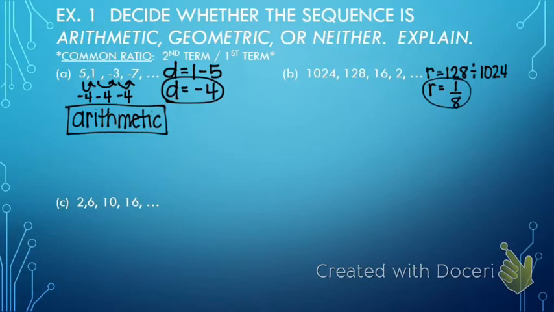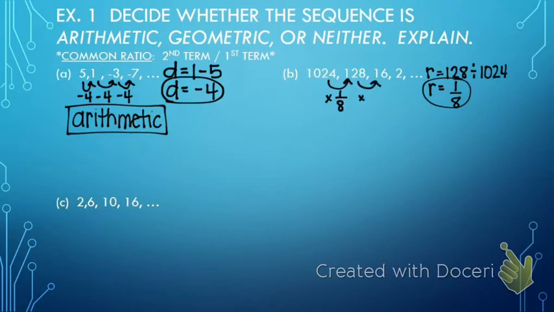So this is also new, but what are we supposed to do with that 1/8 all the way across our list? Look, we're supposed to multiply this number. If we have found a common ratio, we're going to take that number and we're going to multiply it all the way across our list. So 1024 times 1/8 will give us 128. So we keep going.